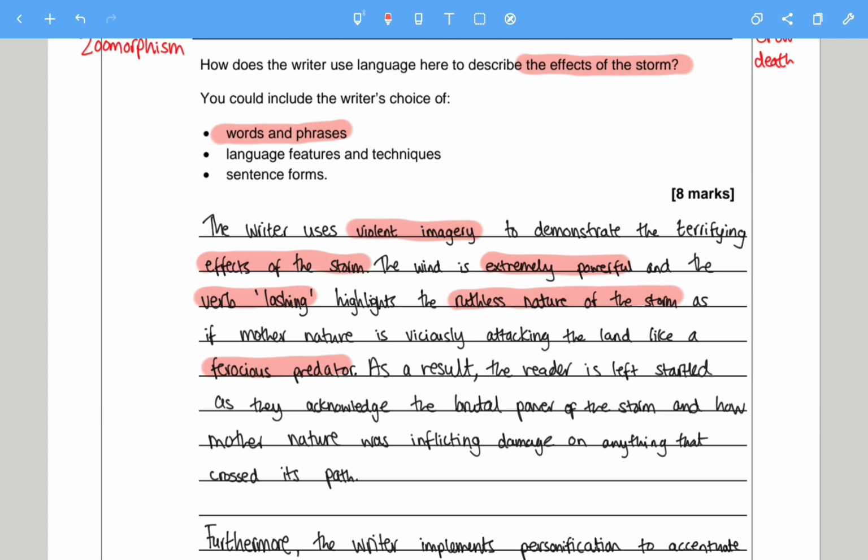As a result, the reader is left startled as they acknowledge the brutal power of the storm and how Mother Nature was inflicting damage on anything that crossed its path. So remember, this question requires you to look at the effect on the reader. Now, have I done this successfully? Yes. Have I identified the language? Yes. And have I explained in detail? Yes. So this is an excellent example of a first paragraph for question 2.